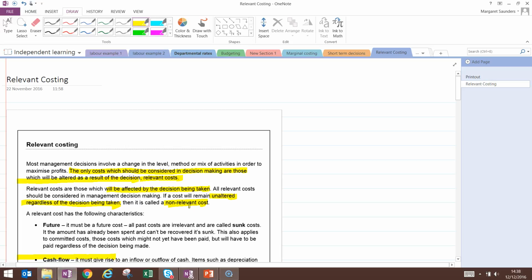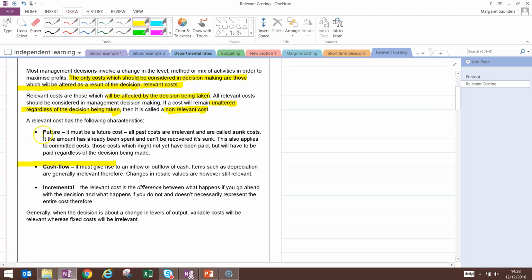Now, to help you decide whether a cost is relevant or not, we look for three characteristics. The first characteristic that we look for is whether it is a future cost. By that we mean that it hasn't yet been incurred, but it will be incurred in the future if we go ahead with a decision. Costs that have already been incurred are past costs. They're irrelevant and they're often referred to as sunk costs.